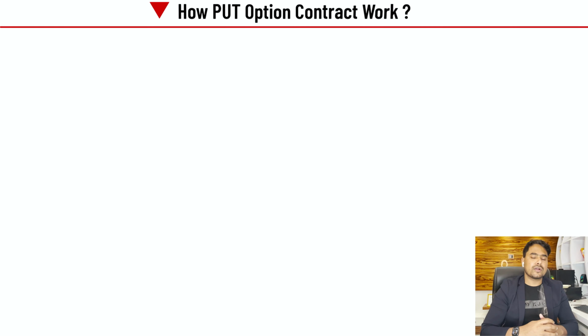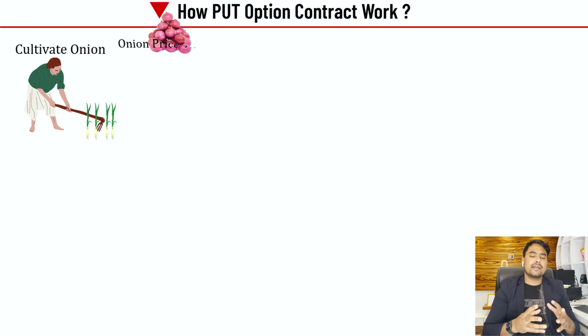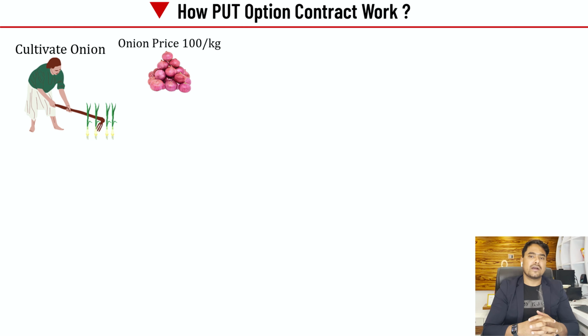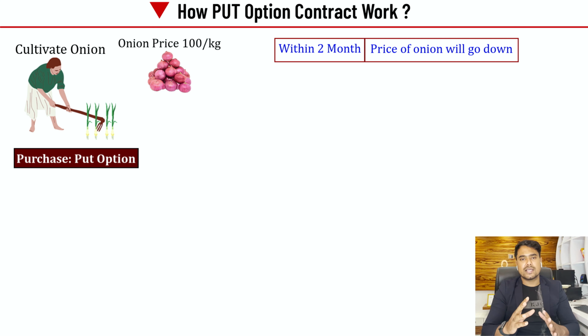So guys, let's take one example to understand how a put option contract works. There is a farmer in a village who cultivates onion. The current market price of onion is 100 rupees per kg. The farmer thinks the price of onion will go down within 2 months, so he thought to purchase a put option contract. Why? Because by purchasing a put option contract, he will get compensation if something happens. That means if the onion price goes down, the seller of the contract will compensate the option contract buyer. Is it clear?